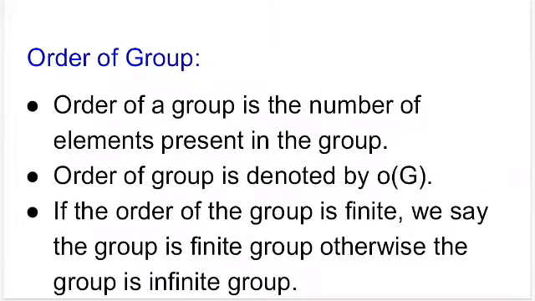Let's go next. What is the order of a group? Now we will see a new concept, that is order of a group. Order of a group is the number of elements present in the group. Order of group is denoted by O of G, small o of G. If the order of the group is finite, we say the group is of finite order. Otherwise, the group is of infinite order. Let's see.